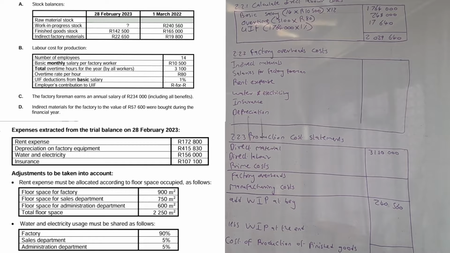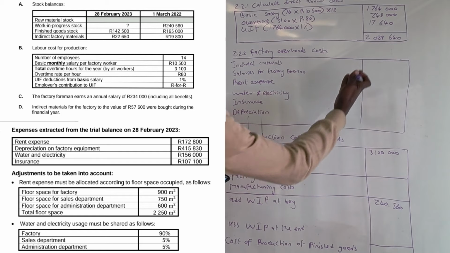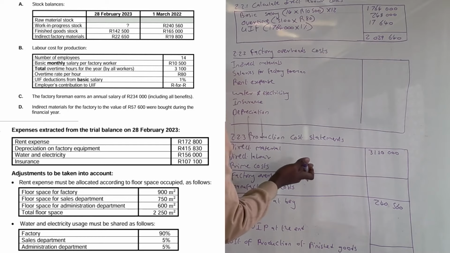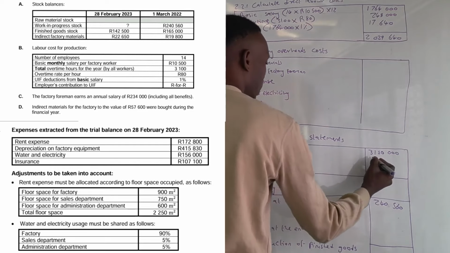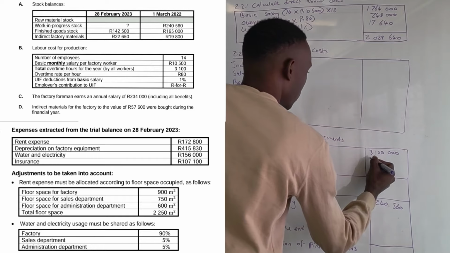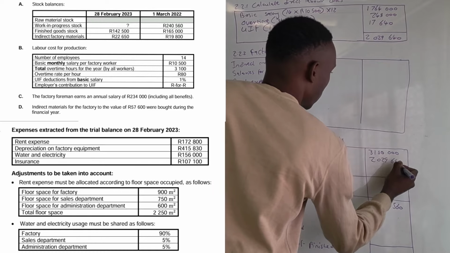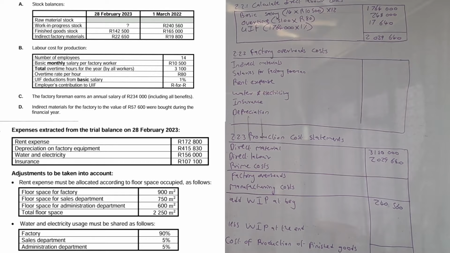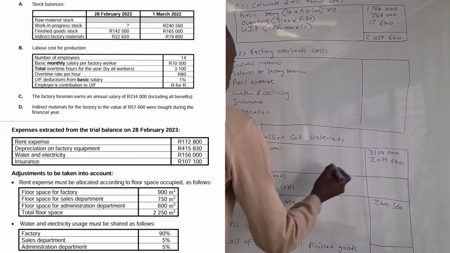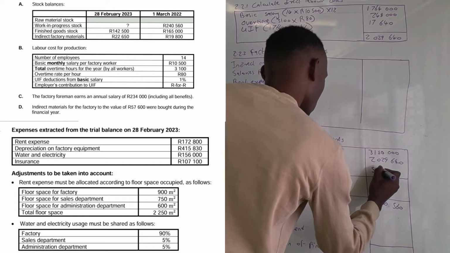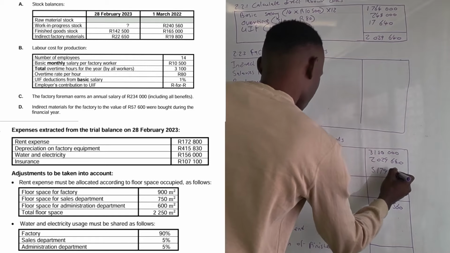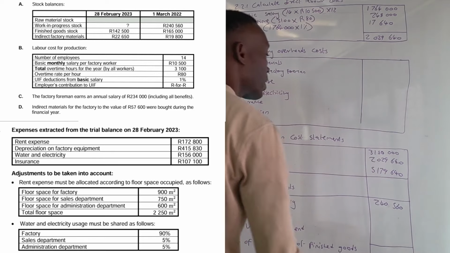The next one, we have to calculate effective overhead cost. Before maybe we go to factory overhead cost, this total, remember guys, we are going to transfer it to our production cost statement. Direct labor is 2,029,640. Now we can calculate the prime cost. You just add these two and you're going to get an amount of 5,179,640. That's how you must write it, guys.